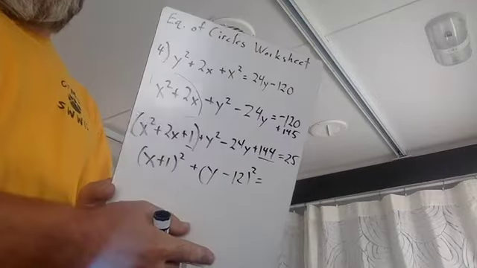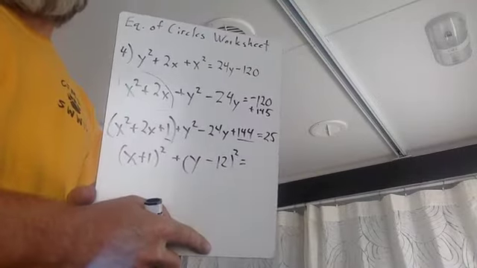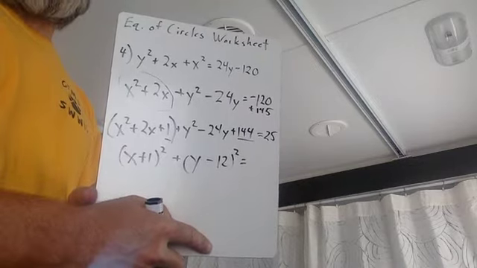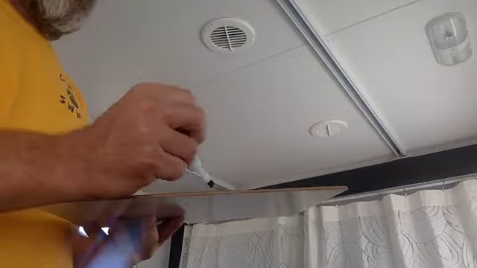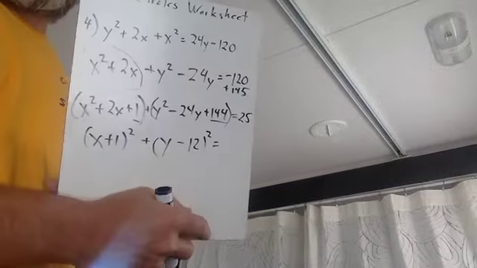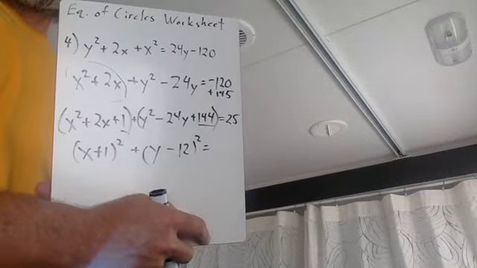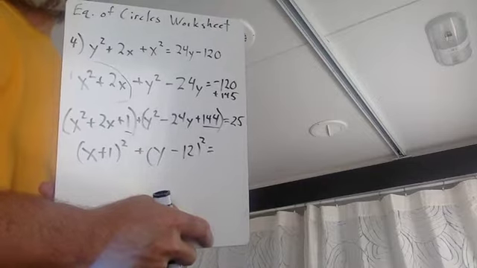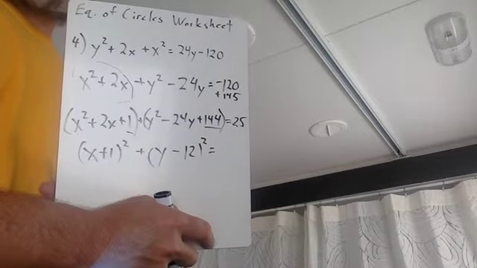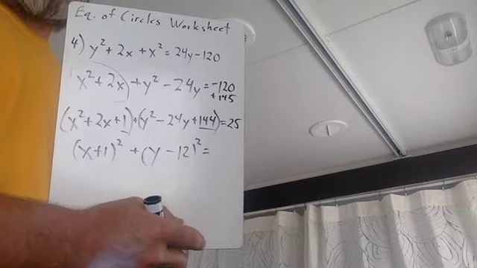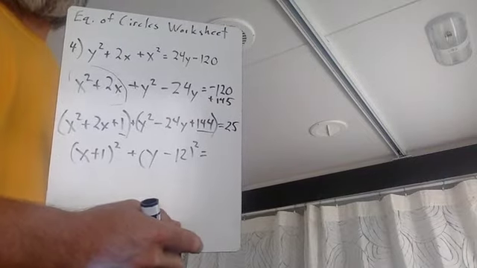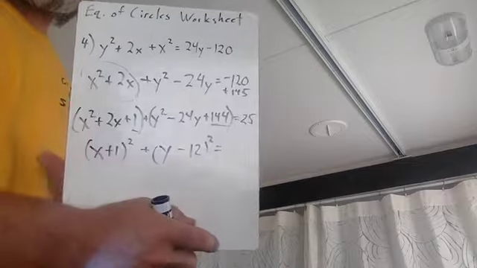Think of that as one problem. How do you factor x squared plus 2x plus 1? It's x plus 1 times x plus 1, x plus 1 squared. How do you factor y squared minus 24y plus 144? It's y minus 12 times y minus 12. Two exact same things being multiplied together, you're squaring it. The y minus 12 twice in a row is y minus 12 squared.